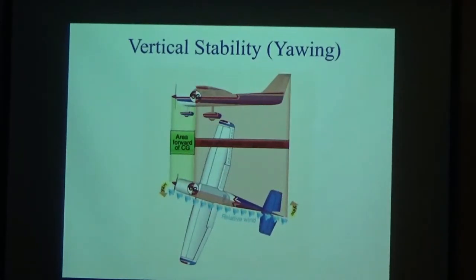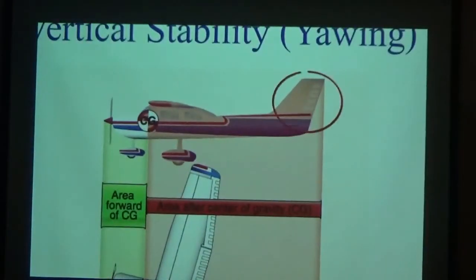If the area of the fuselage aft of the center of gravity is larger than in front of the center of gravity, the aircraft will be vertically stable. Also, to add to the stability, a vertical fin is added much like the feather on an arrow. The fin, being placed on the tail, helps keep the wind from yawing the aircraft to the left or right.